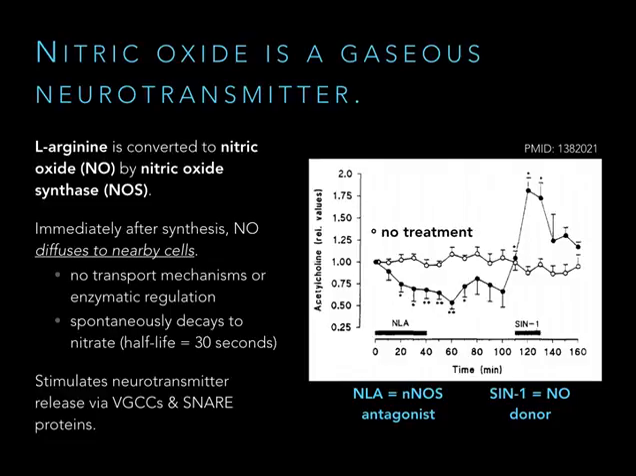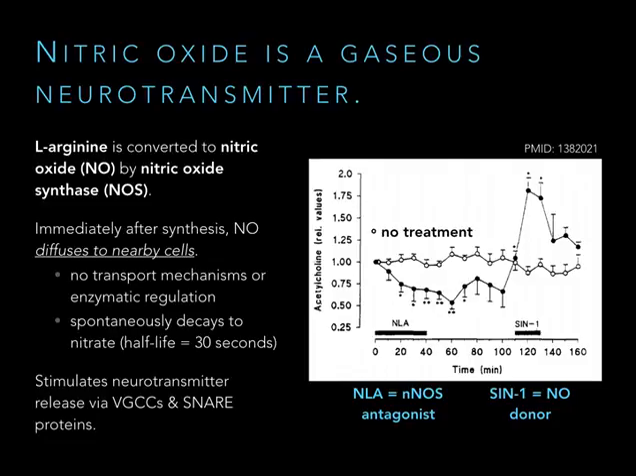Here we're looking at the amount of acetylcholine being released. NLA is a neuronal nitric oxide synthase antagonist. When NLA is applied, you can see that there's a decrease in the amount of acetylcholine released. The open circles are showing you baseline, where there's no drug. They just recorded for 160 minutes and didn't do anything.